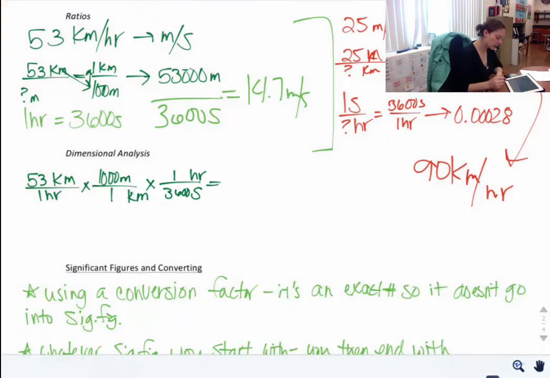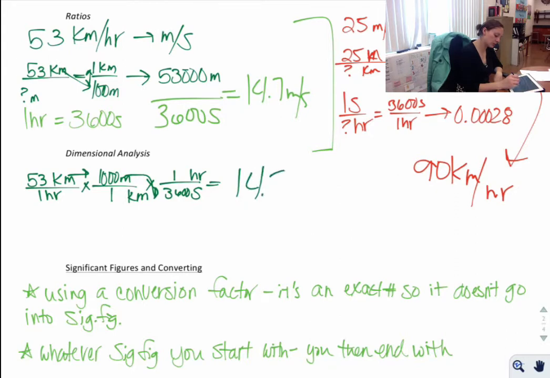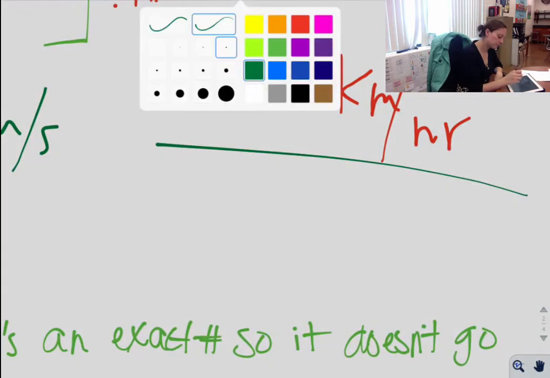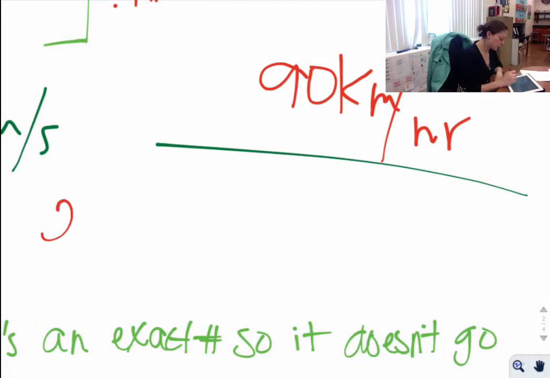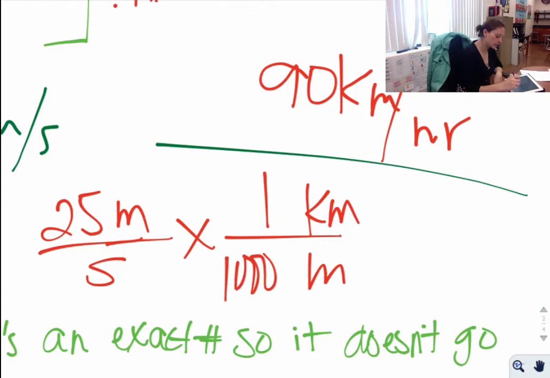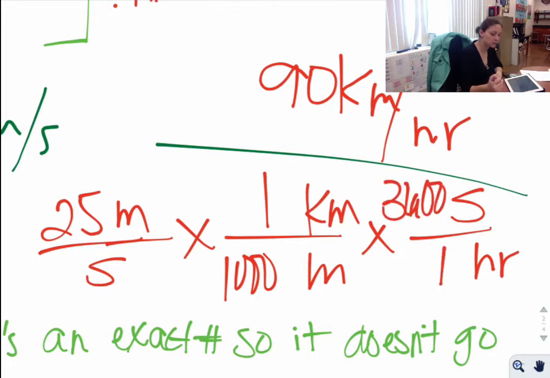You would just solve that. Take 53 times 1,000 divided by 3,600. You get the same number, 14.7. Okay, I would do the same thing for this red one over here. You would take 25 meters per 1 second times meters in the bottom, kilometers on the top, 1 kilometer, 1,000 meters times seconds on the top, hours in the bottom, 1 hour, 3,600 seconds.